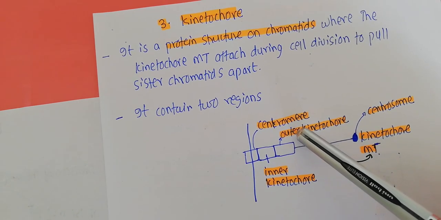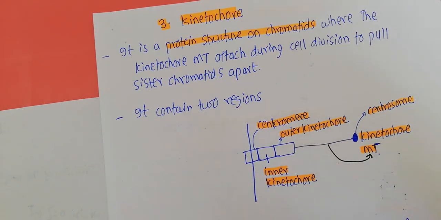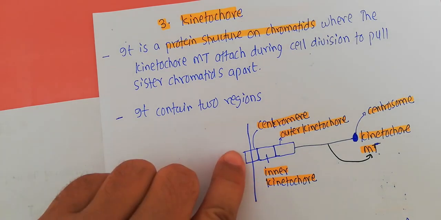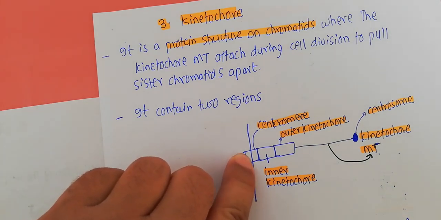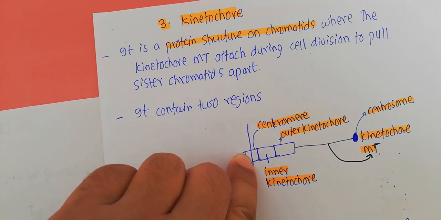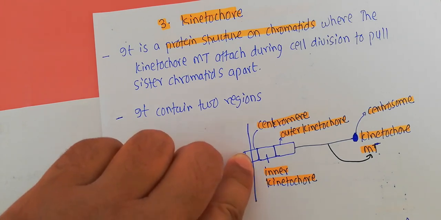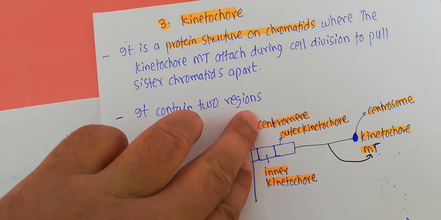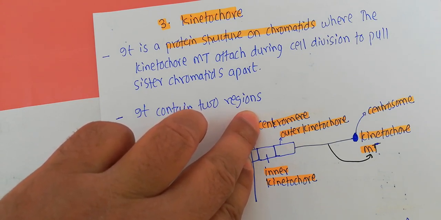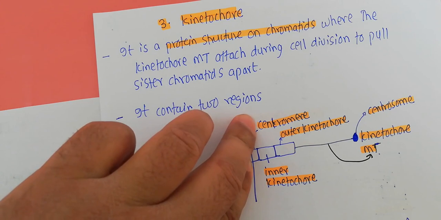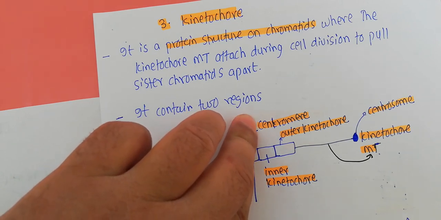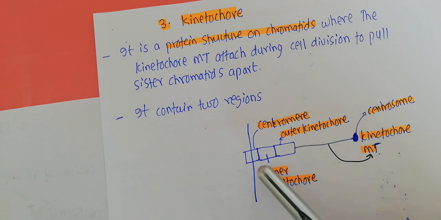If you look at the kinetochore, if this is a sister chromatid, this particular structure is the centromere of the DNA, the centromere of the sister chromatids. Do not confuse the centromere with the centrosome. The centrosome is an organelle made up of the centrioles and the pericentriolar mass. The centromere is part of the DNA, meaning you're talking about the sequence of nucleotides. This centromere is interacting with one of the components of the kinetochore, which is called the inner kinetochore.